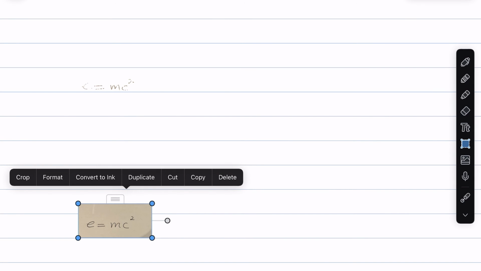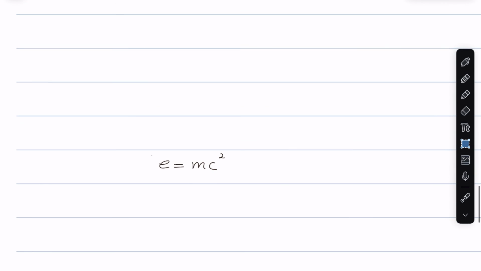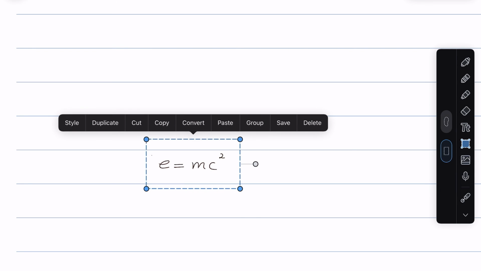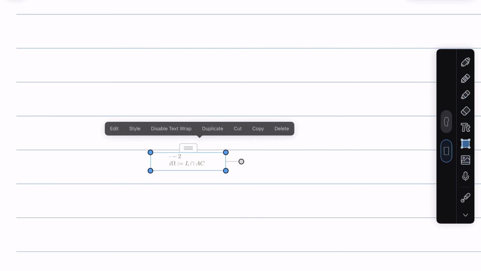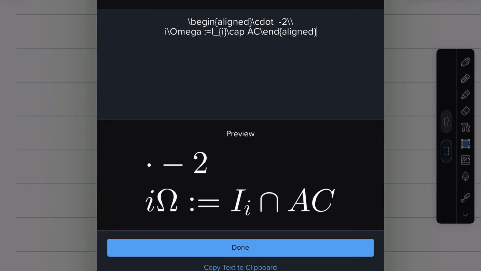This one I did with pen, so it's pretty obvious. Convert to ink. Now it seems quite okay. Now if I click this one, sorry, let me see if it can actually do something about this. Convert math. Unfortunately, it doesn't do a good job here, and I don't know why.